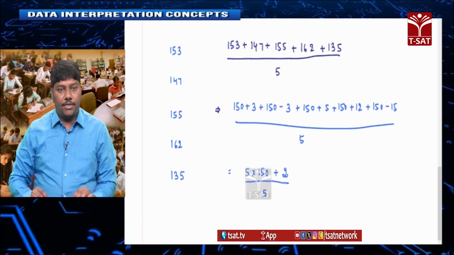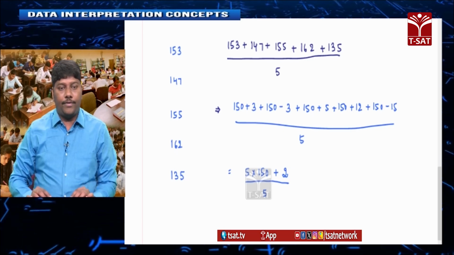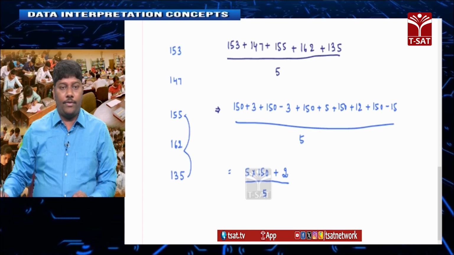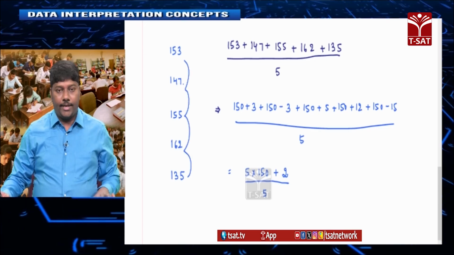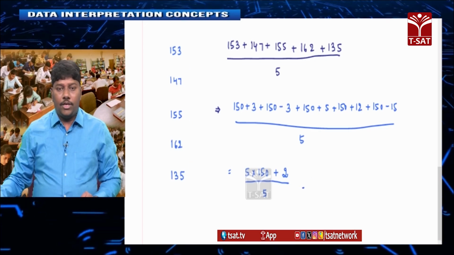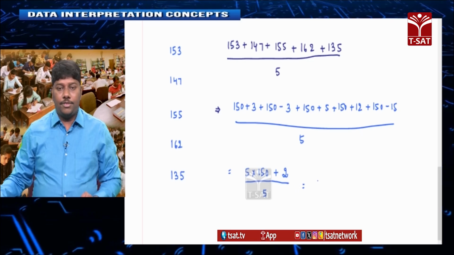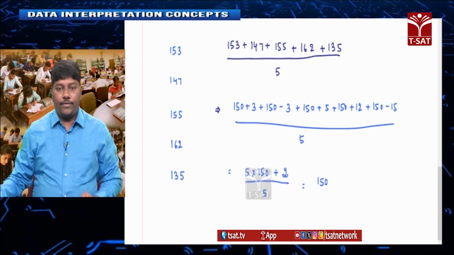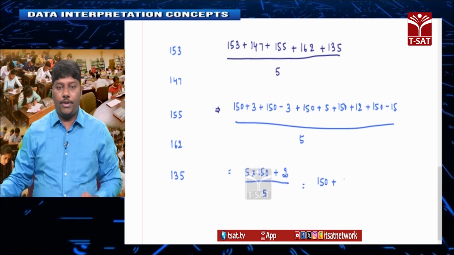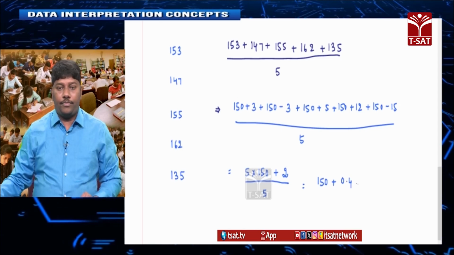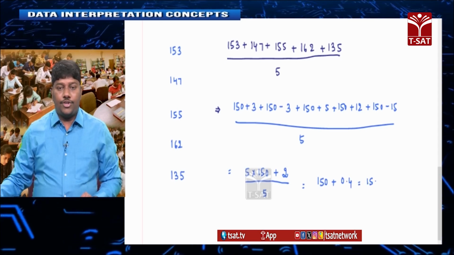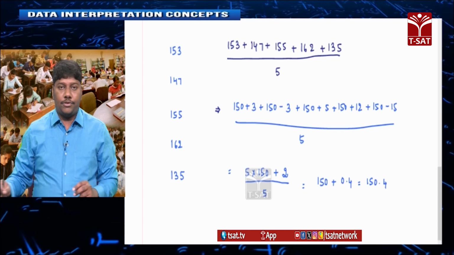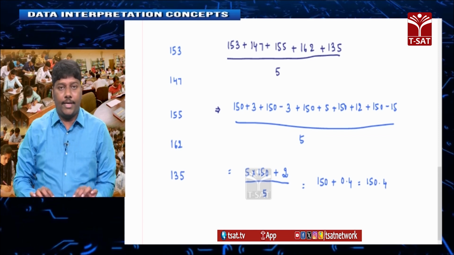You understand how we do the sum here? Other than adding directly, these 5, 2, 5, 7, 3, we are going to do it like this. Now, we are going to find out the average. So, 150 comes, 5 by 5 gets cancelled, 150 plus 2 by 5. What is 2 by 5 here? 0.4.